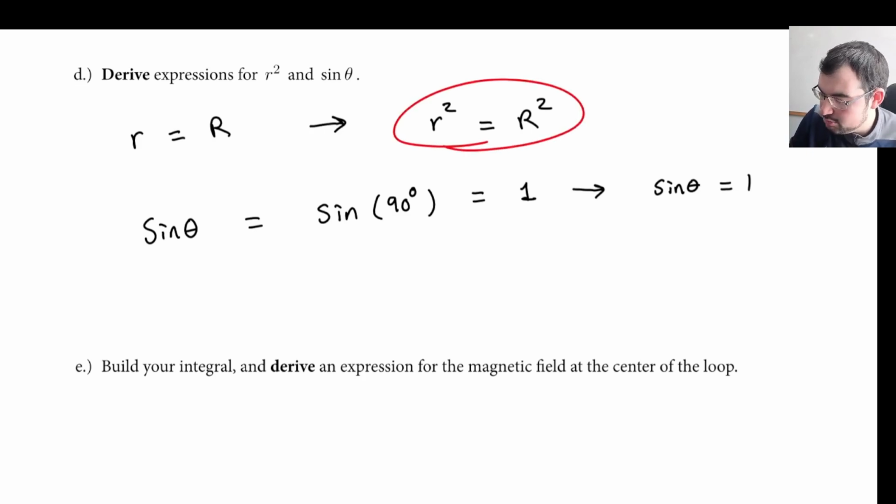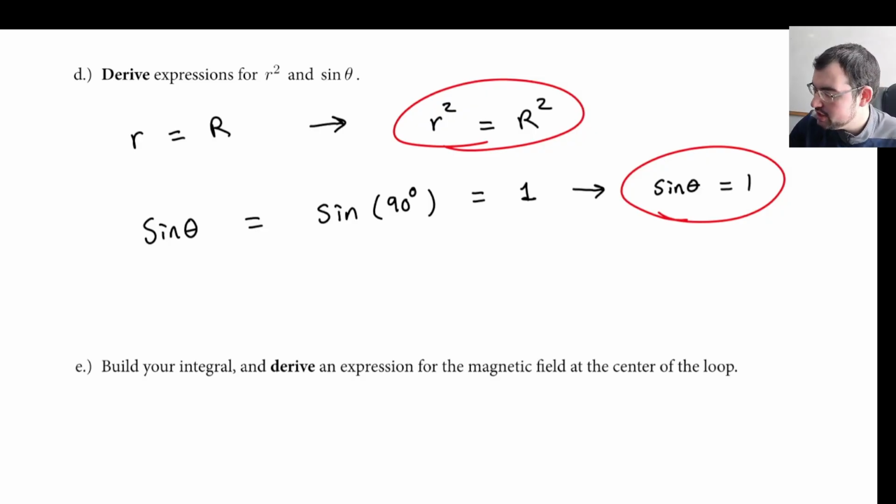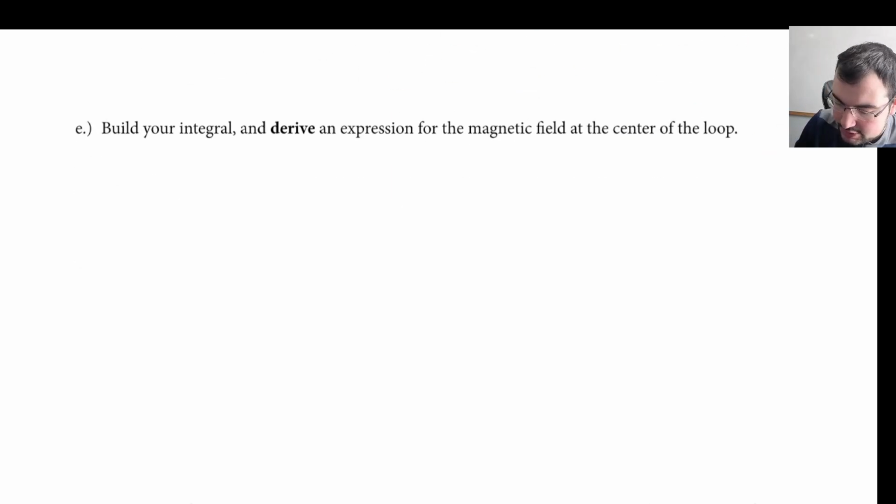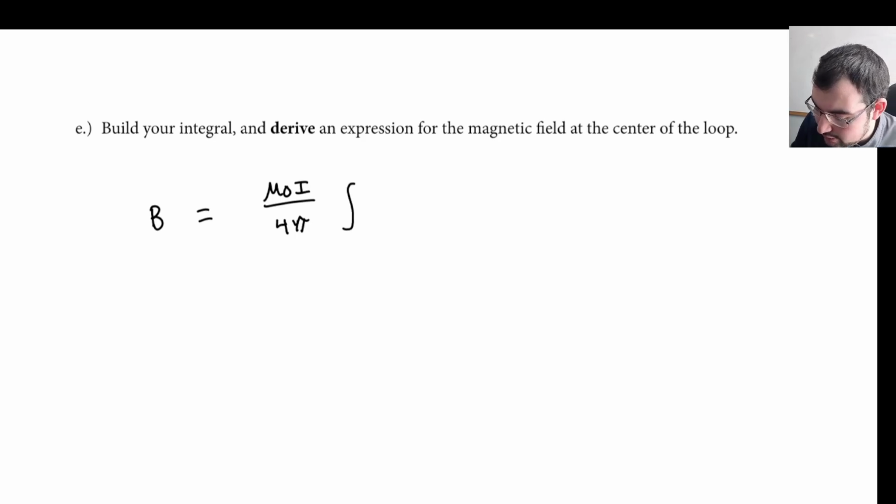And this will just help us build our integral. So again, I scaffolded it this way so that we can see all the different Biot-Savart quantities that we have to plug in for. So let's do it. We said that B is equal to mu naught I over 4 pi times the sum of all of the dl sine theta divided by r squared.